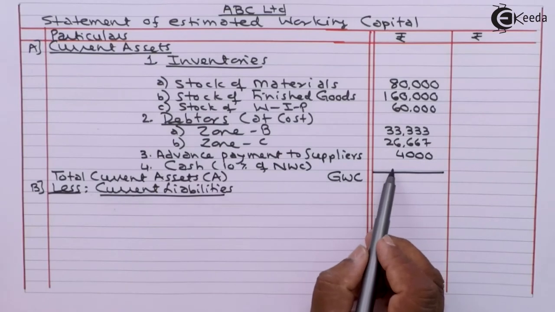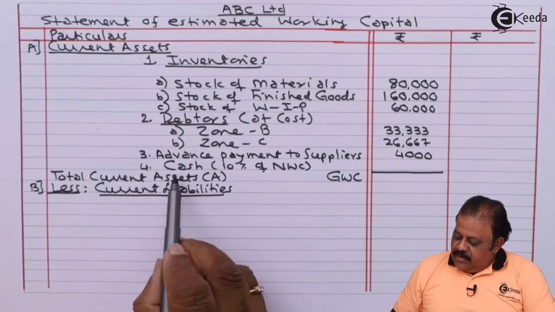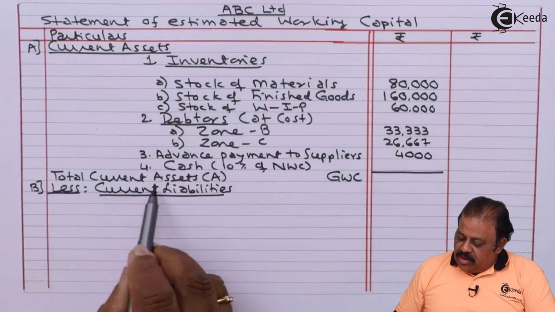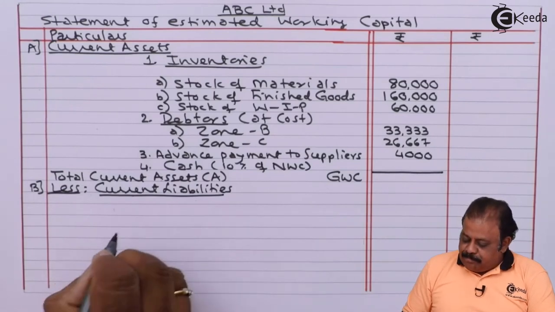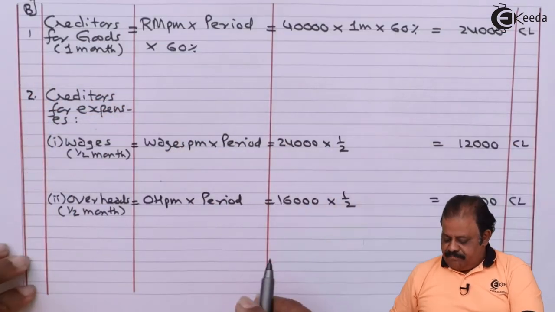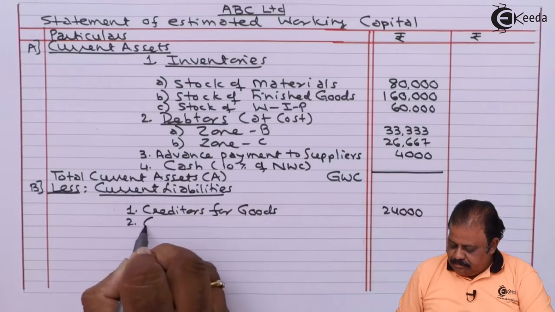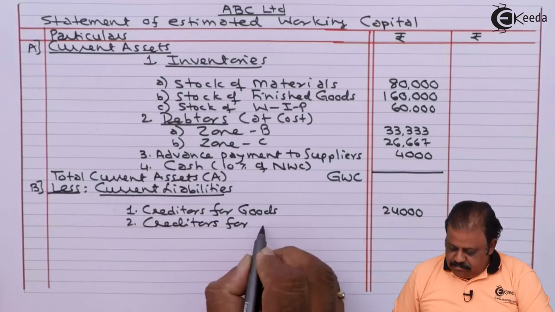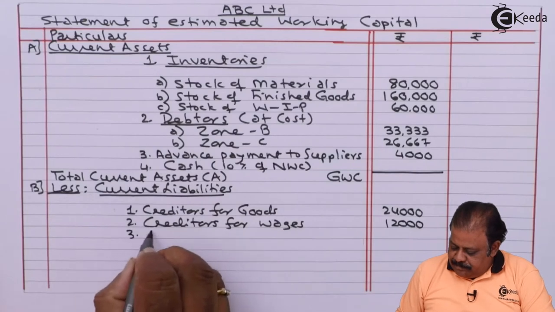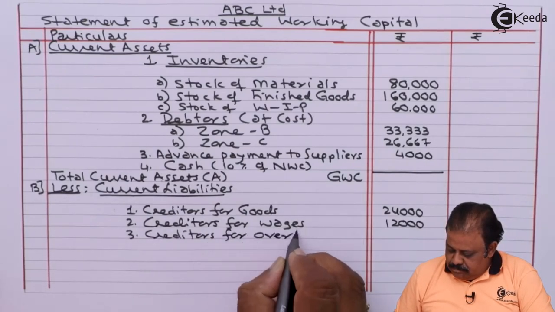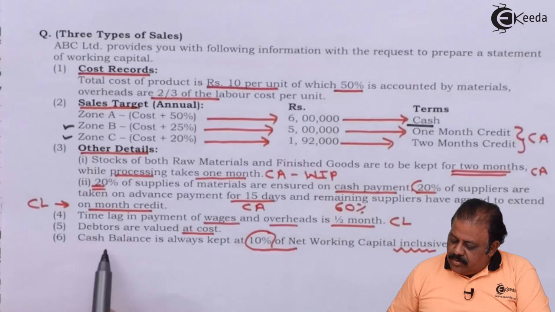If we write here the amount of cash, we can get total current assets, that is gross working capital. Let us now find out the amount of current liabilities. Creditors for goods 24,000. Creditors for wages 12,000. Creditors for overheads 8,000.